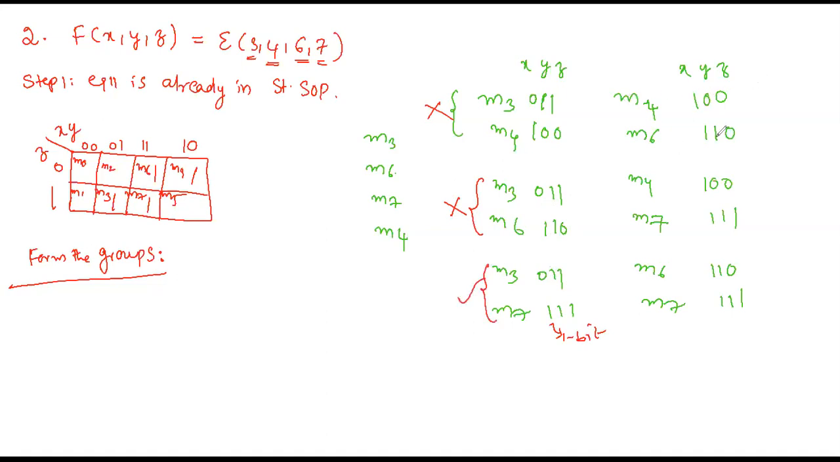Next, M4, M6: 1, 0, 0 and 1, 1, 0. This is also adjacent, so you can form it as a group. Then 1, 1, 0 and 1, 0, 1: 2 bits change. 1, 1, 1 and 1, 1, 0: 1 bit change, adjacent.